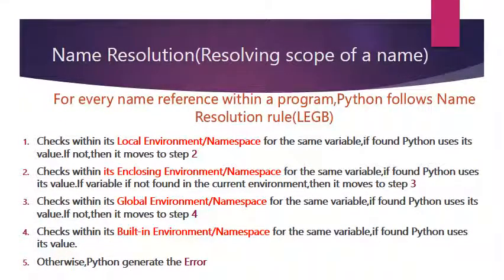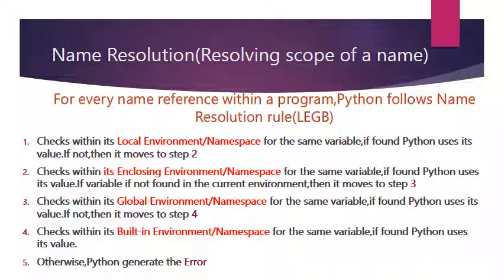Now we are going to see name resolution of a Python program. That means Python is going to resolve the scope of a variable which is used in a program. For every name reference in a program, Python follows this particular name resolution rule. It is also known as LEGB. L stands for local, E stands for enclosing, G stands for global, and B stands for built-in.